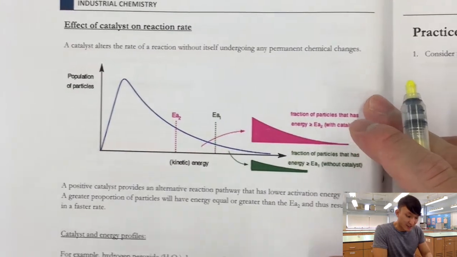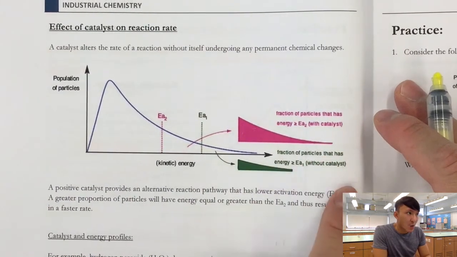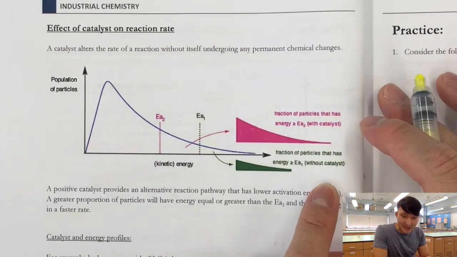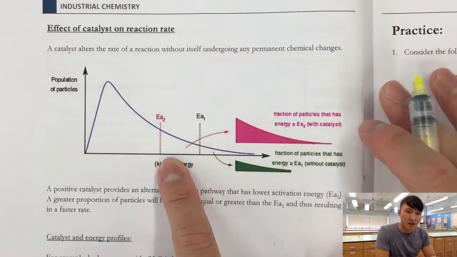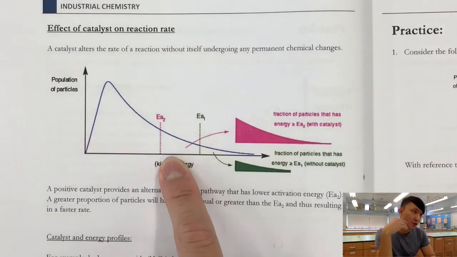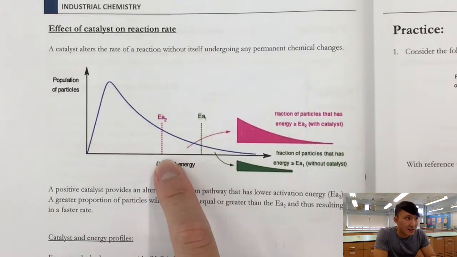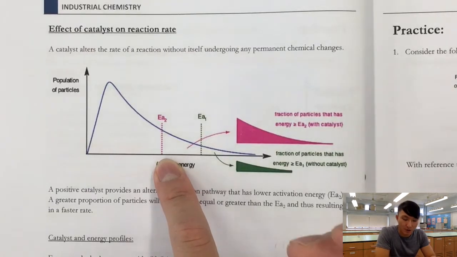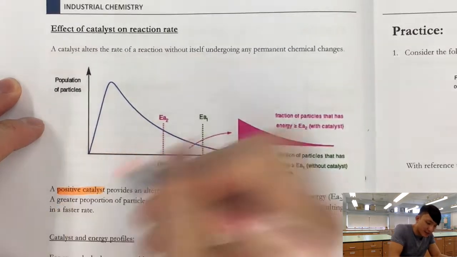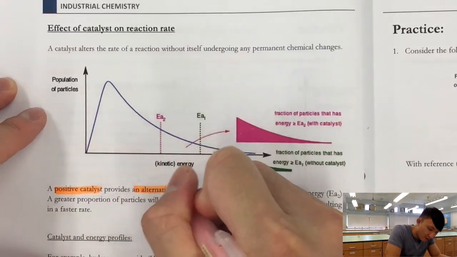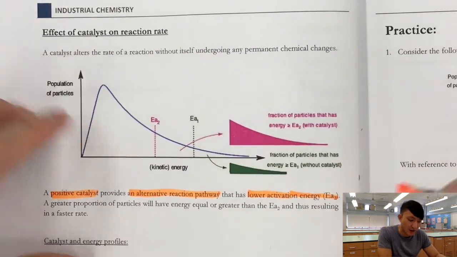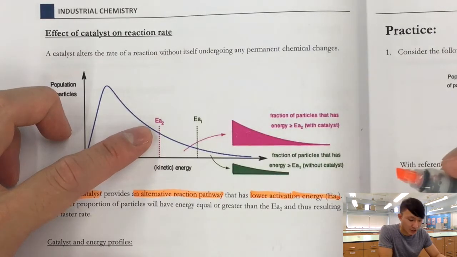Now, basically, the EA1, the green one, is the one without the catalyst, the original one. And now, with the catalyst will provide an alternative reaction pathway of which it has a lower activation energy. So now the EA2, you can see the requirement of energy is much lower. Okay? So you notice that here, a positive catalyst provides an alternative reaction pathway that has a lower activation energy. So the EA2 is the alternative reaction pathway activation energy.